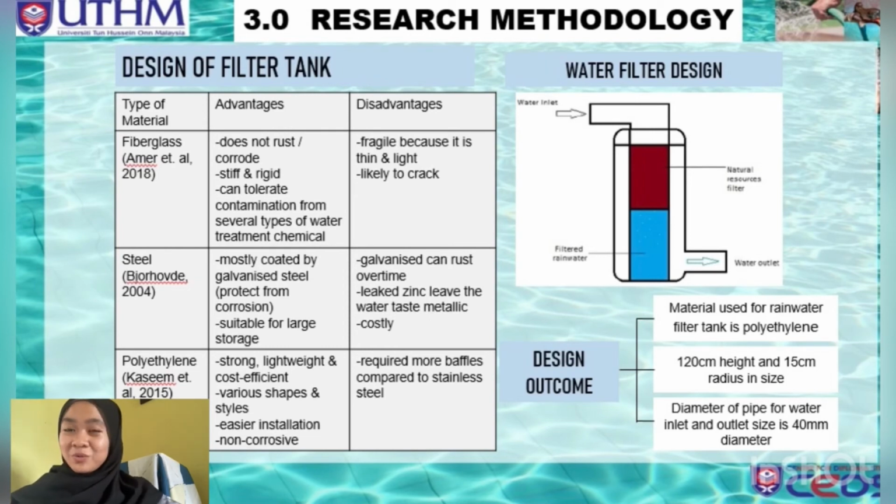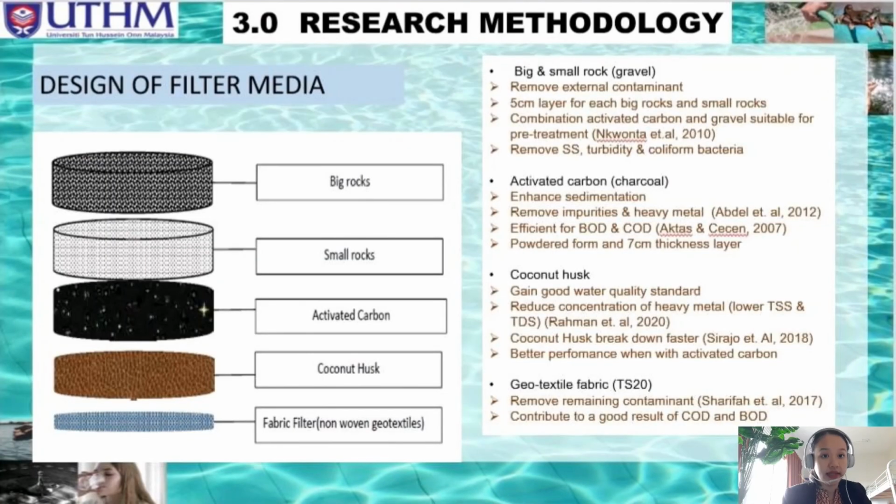The material that we're going to use for this project is polyethylene, since it has more advantages compared to those two. The height for the filter is 120 centimeters, and the radius is 15 centimeters. The diameter for the pipe, which is the pipe for the water input and output, is 40 millimeters. Now, let's discuss further regarding the design of the filter media.